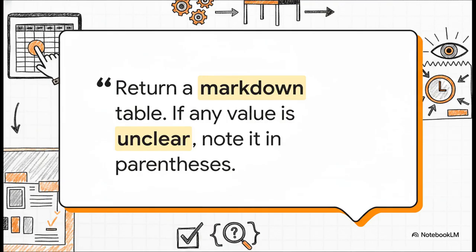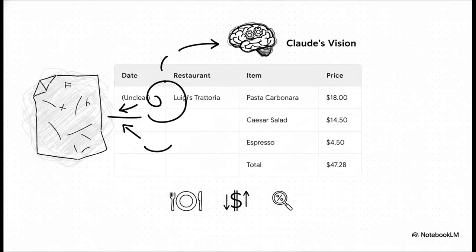Okay, so here is the exact prompt we use. We tell it, extract the date, restaurant name, each line item with price, subtotal, tax, tip if shown, and total. Return a markdown table. If any value is unclear, note it in parentheses. Notice how wonderfully specific this is? That's absolutely crucial. By demanding a specific format and directly instructing Claude on how to handle uncertainty, you're guaranteeing a highly useful response. And boom, here is the result.